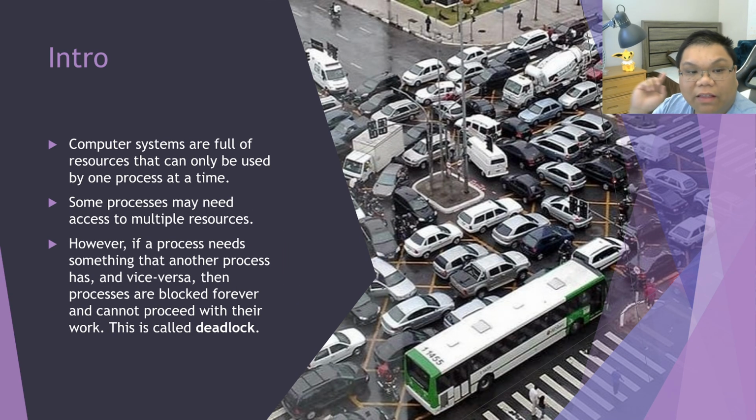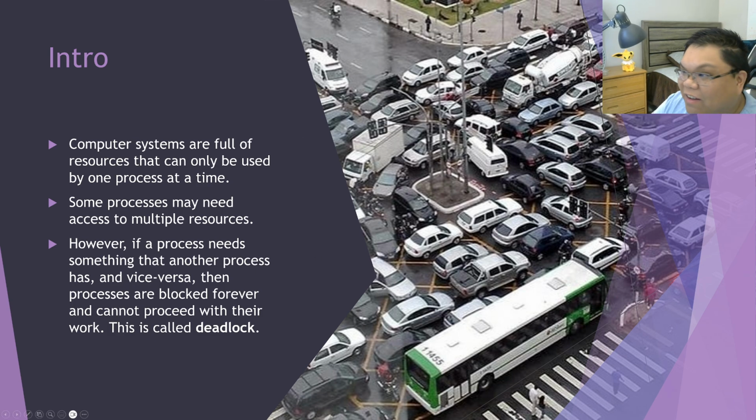Okay, so computer systems are full of resources that can only be used by one process at a time. Also, some processes may need access to multiple resources. If a process tries to get something that another process already has, but that process has something that the first process already has, then these processes block one another and they can't work. We get deadlock.